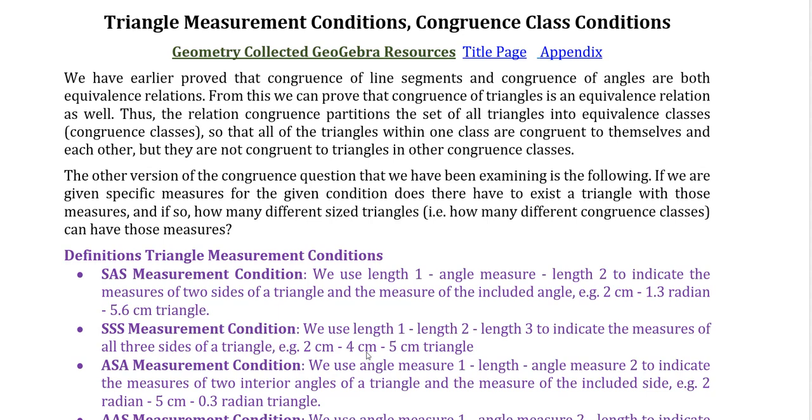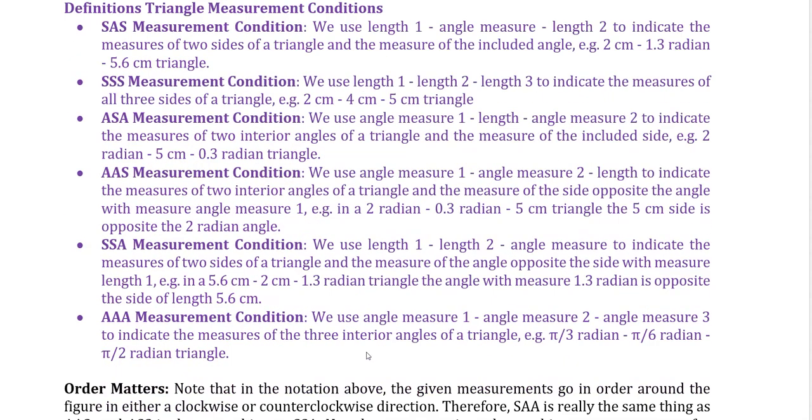We also can think of this a different way, and that is thinking of them as measurement conditions. We have the same 6 conditions, but we're thinking of them as measurement conditions now. So for example, with the side angle side or SAS measurement condition, we're given a length, an angle measure, and then a second length, to indicate the measures of 2 sides of a triangle and the measure of the included angle. For example, a 2 centimeter, 1.3 radian, 5.6 centimeter triangle, or a 5 centimeter, 40 degrees, 7 centimeter triangle.